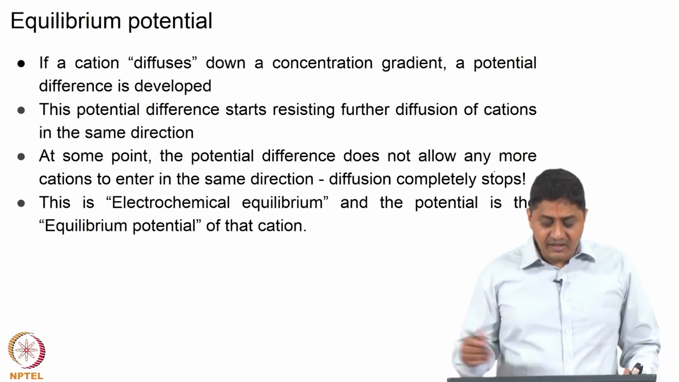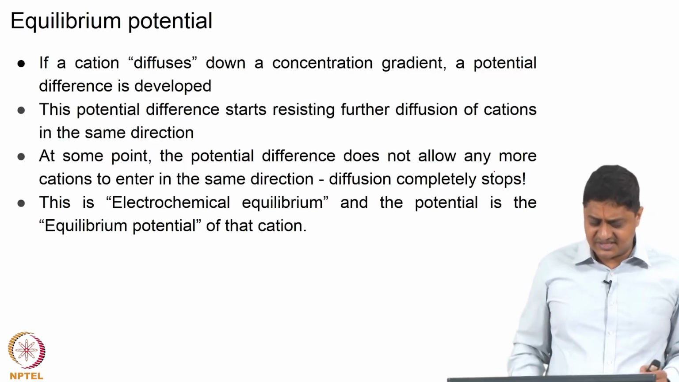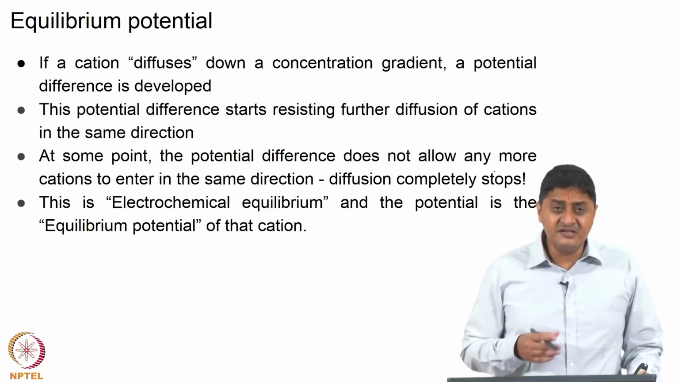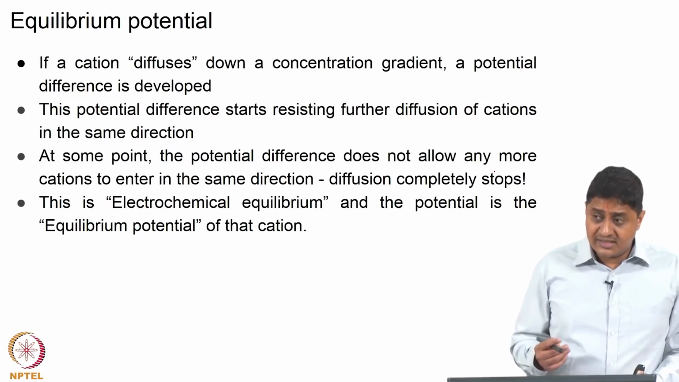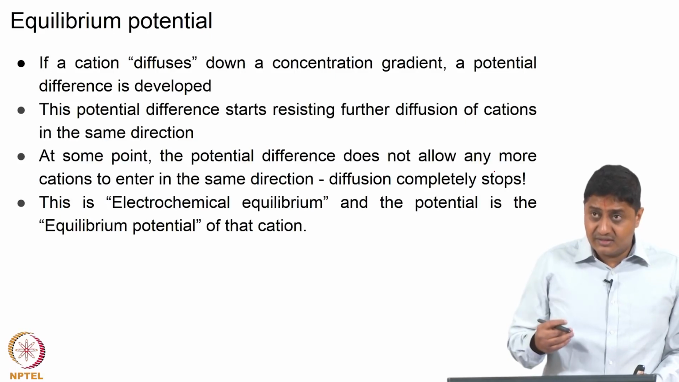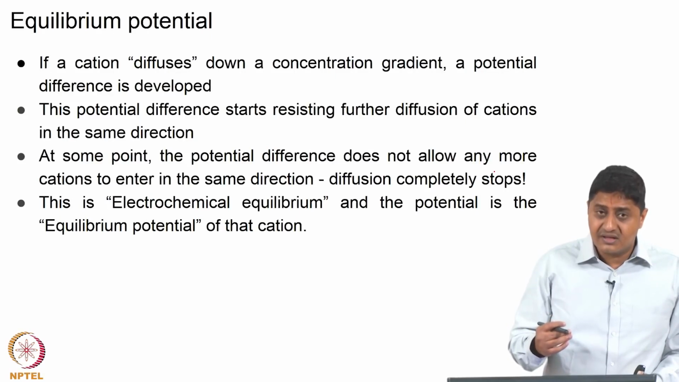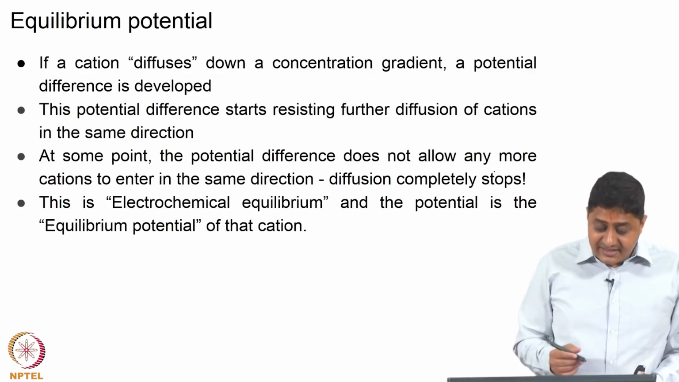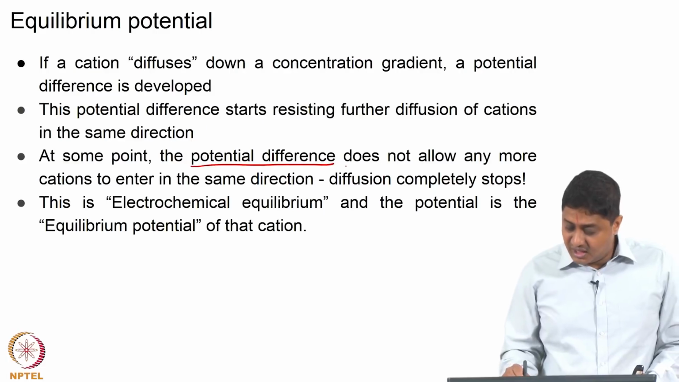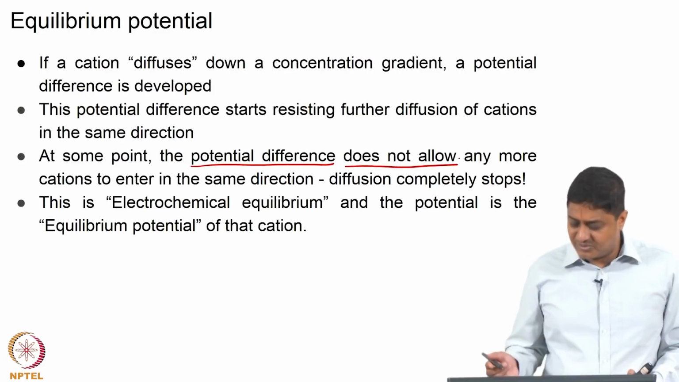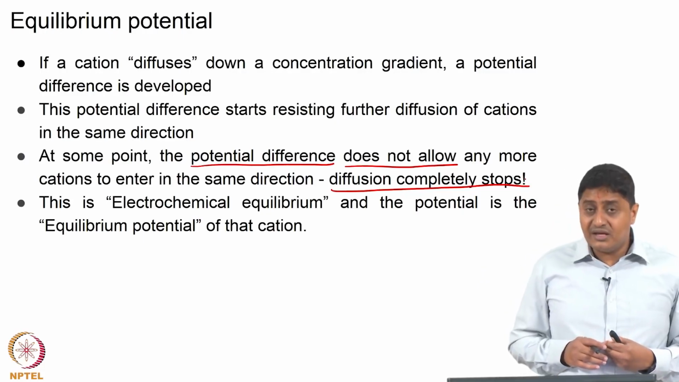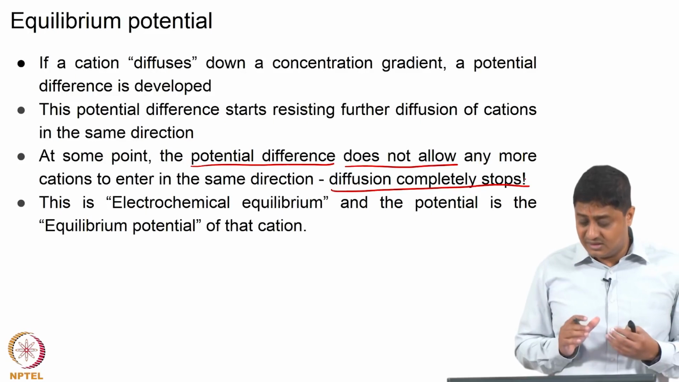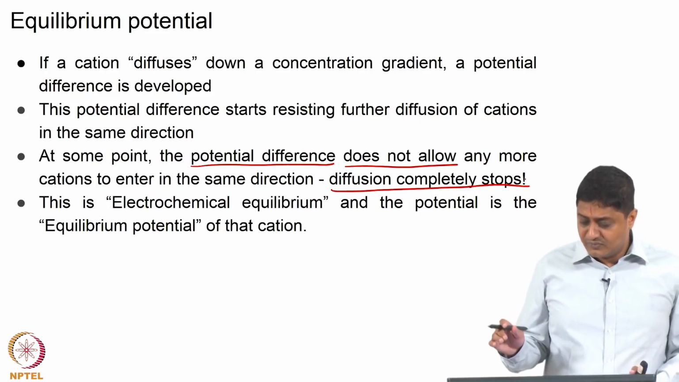Okay. So, if a cation diffuses down a concentration gradient, a potential difference is developed, as I said in the previous slides, and this potential difference starts resisting further diffusion of cations in the same direction. So, as the amount of cations builds up on one side of the cell, the ease with which more cations can move in the same direction is reduced. At some point the potential difference does not allow any more cations to enter in the same direction. Basically the diffusion or transport completely stops, although the concentration gradient may be present, the electrical gradient will not allow any more cations to enter.